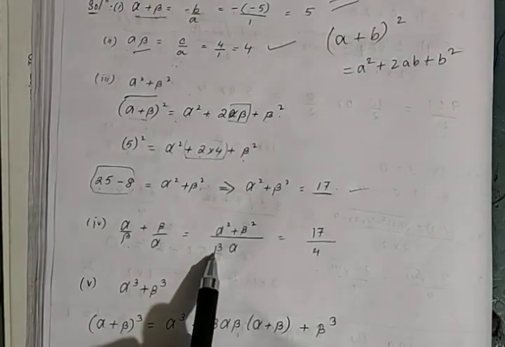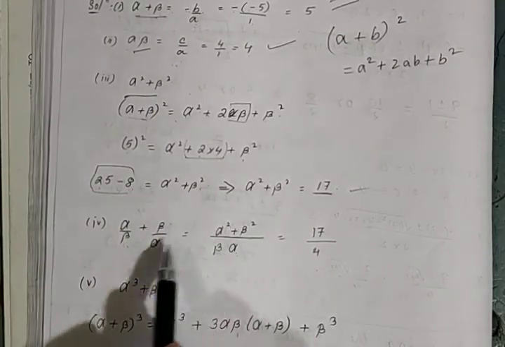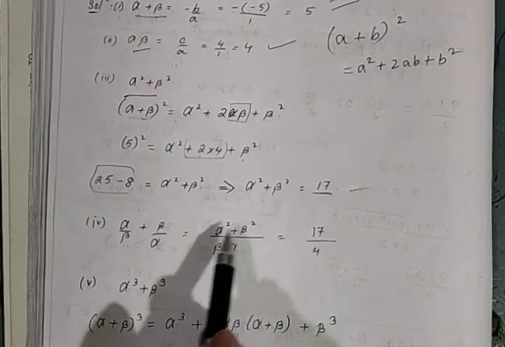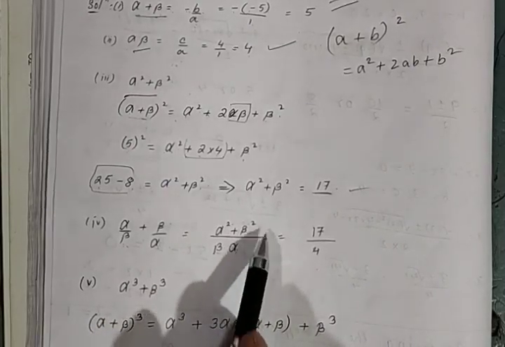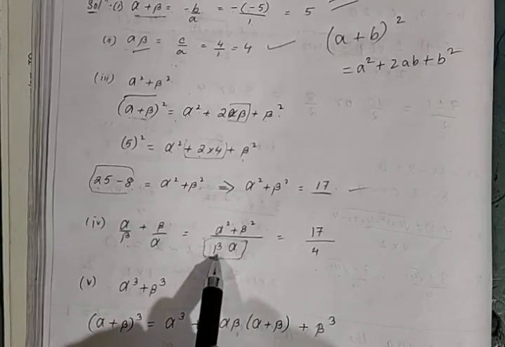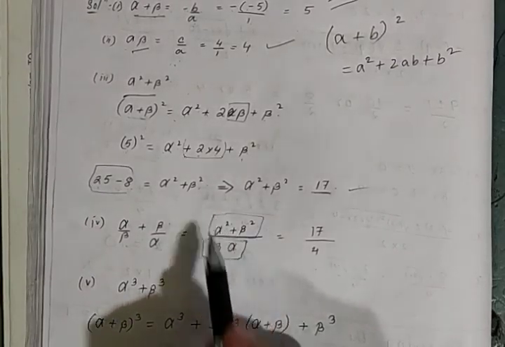Beta and beta same. Alpha will multiply with alpha, alpha square. Alpha, alpha same. Beta with beta, beta square. So alpha square plus beta square I am getting, and denominator I am getting beta alpha. This though we know already. Alpha into beta, the value we know, product of the zeros. But this also we already calculated.